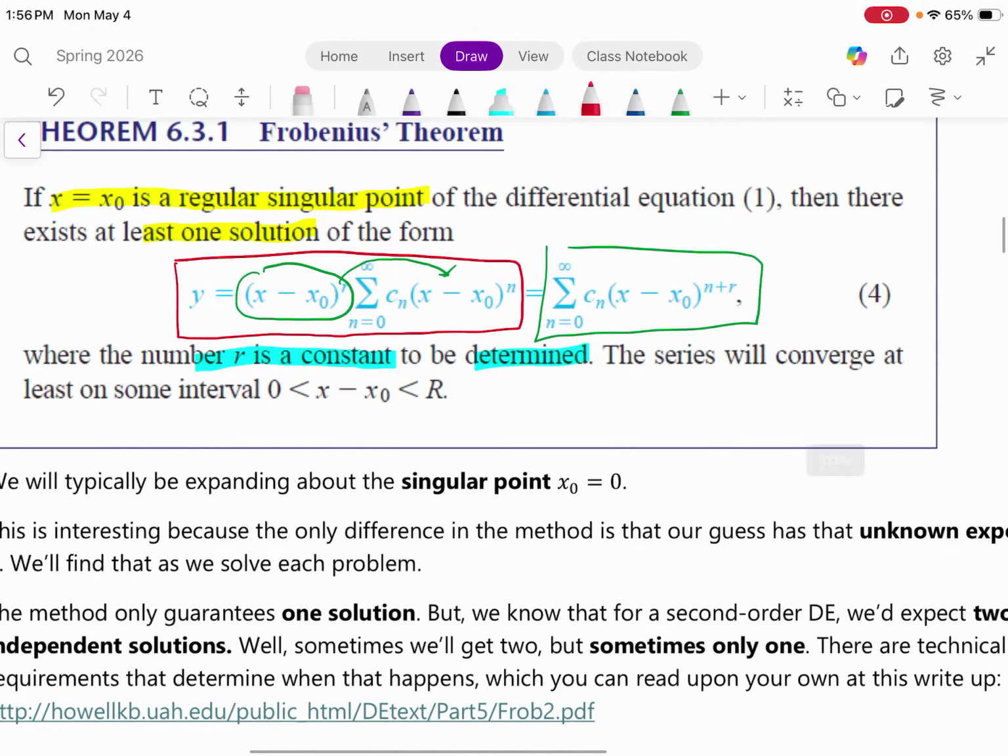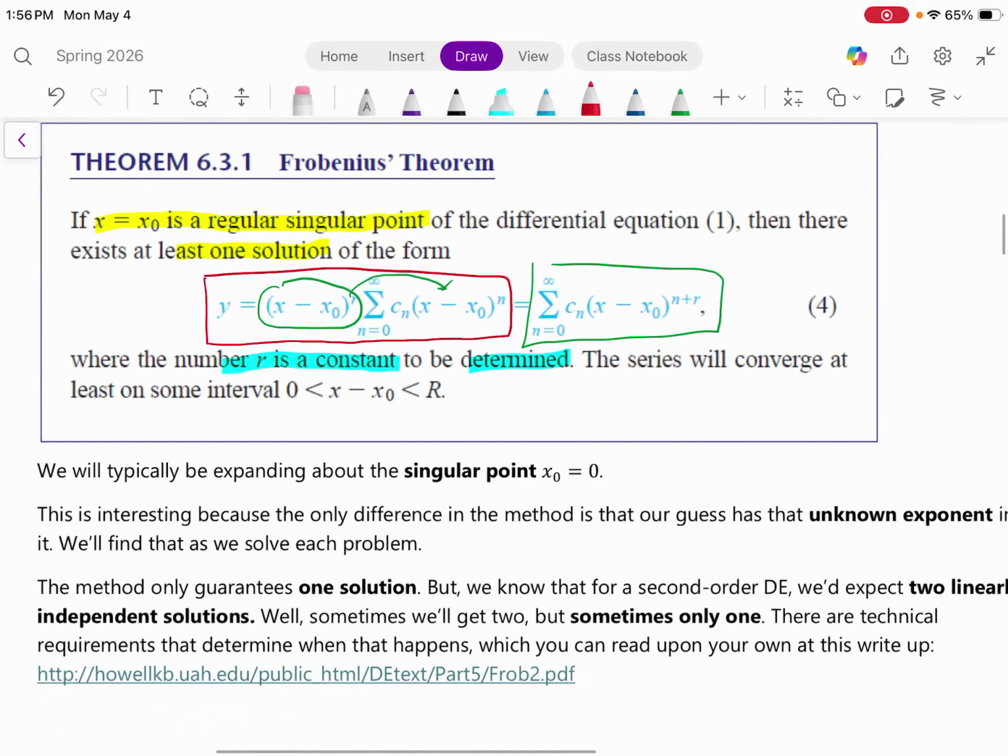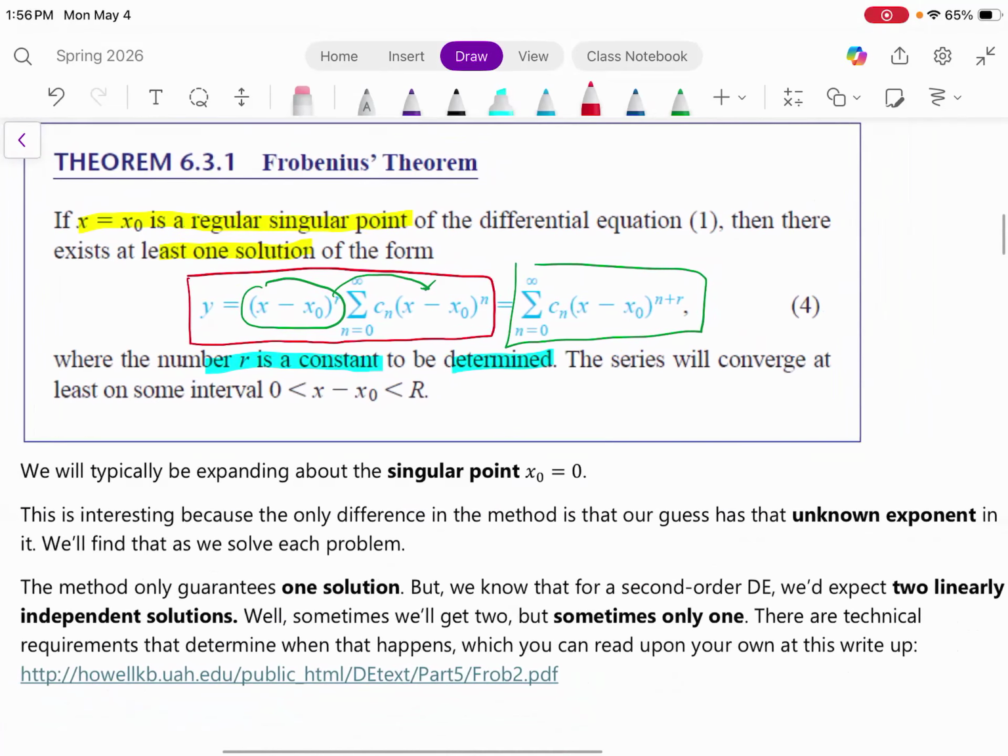So just a couple notes about the Frobenius method, what it entails. For the sake of this intro to differential equations class, right, it's still an introduction class, we're just going to be expanding about the singular point x naught equals 0. All right, it just creates a much simpler solution for us as we're starting out.